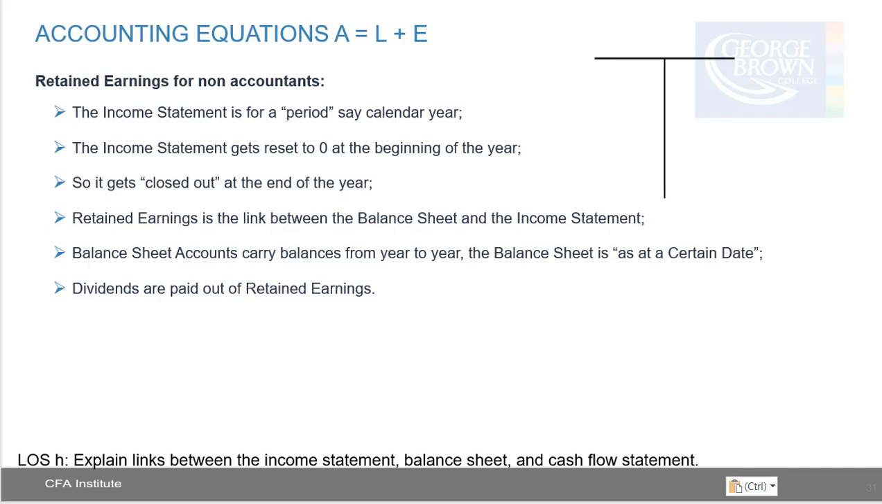And the final point to note is that dividends are paid out of retained earnings. A company has positive net income. It's going to distribute some of that income as dividends to the shareholders. That's a disbursement of cash, which goes out, and therefore that would reduce the retained earnings.